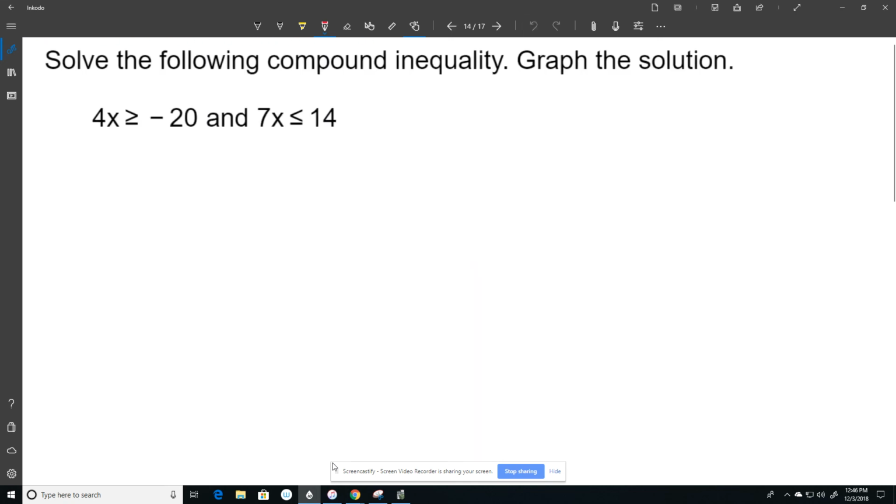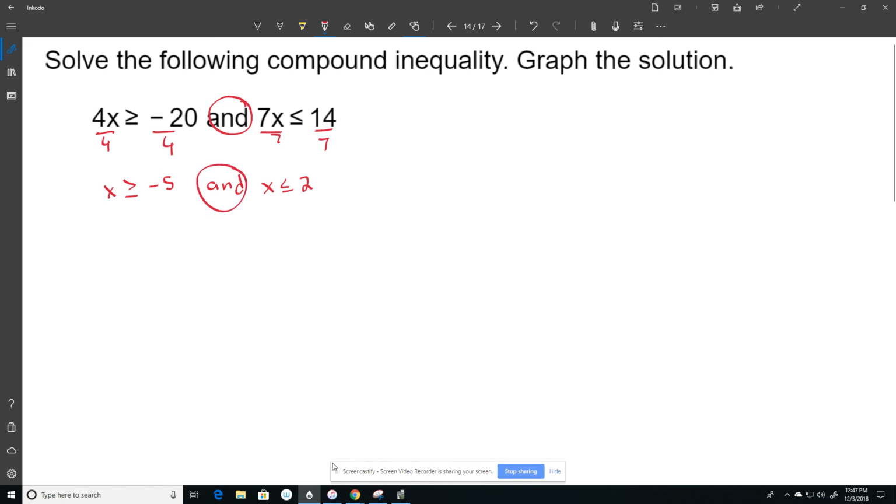Okay, 14. Solve the following compound inequality. The key word for this one is the word and. 4x is greater than or equal to -20. Well, I divide both sides by 4, and x is greater than or equal to -5. And 7x is less than or equal to 14. So I divide both sides by 7, and x is less than or equal to 2.